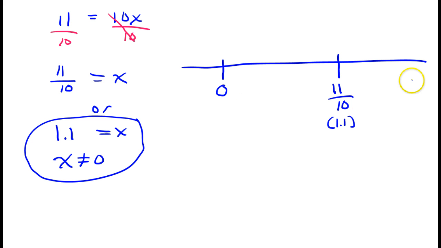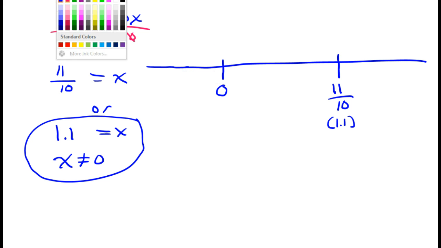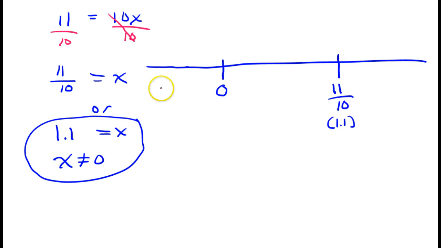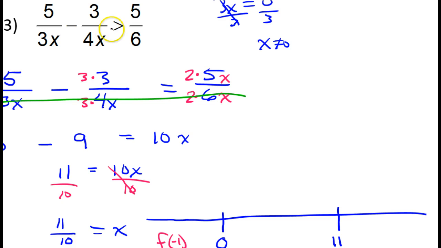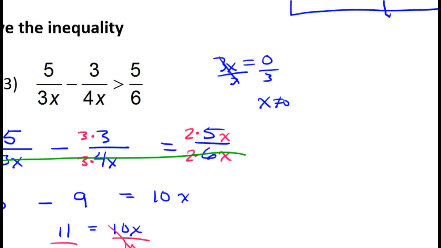Okay, so this creates three different zones that we need to test out. So in this zone, we could test the value, let's say -1. All right, now looking back, see this is a greater than sign. Now ultimately, we're going to use our calculator to help us test these zones.